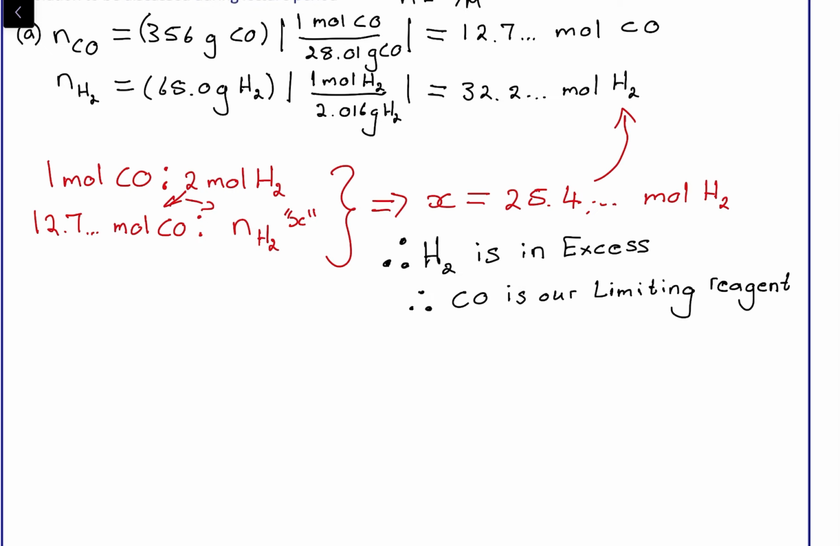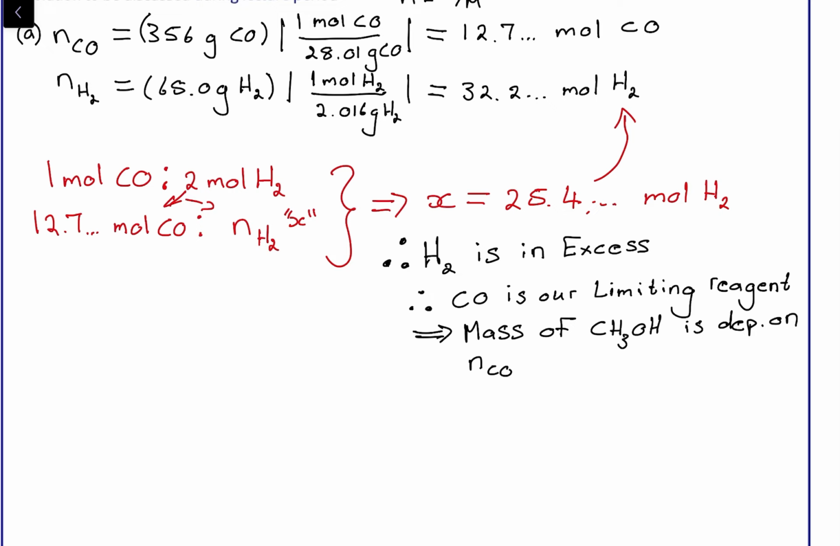Okay, so hence, now that we know what is our limiting reagent, what does that tell us? What can we do with that information? Once we have our limiting reagent, it means it dictates the mass of the product. Mass of CH3OH is dependent on number of moles of CO. So that is why it's important, because our limiting reagent dictates how much of our product can form.